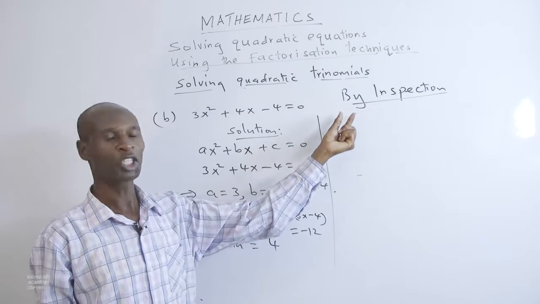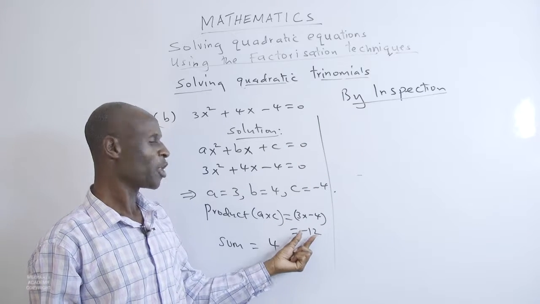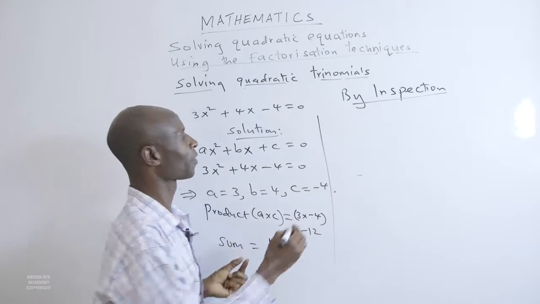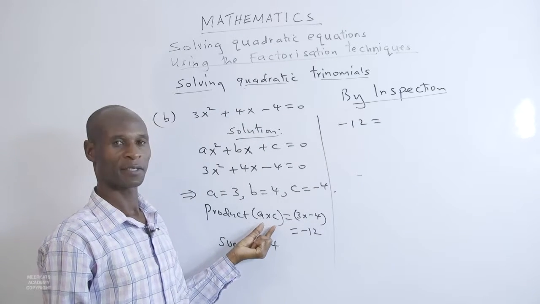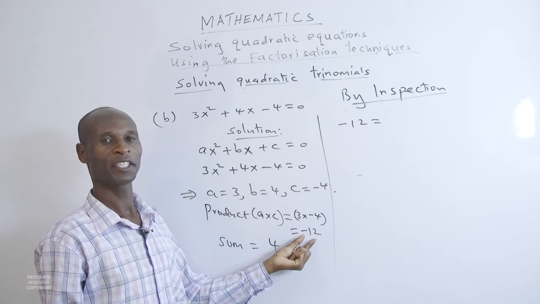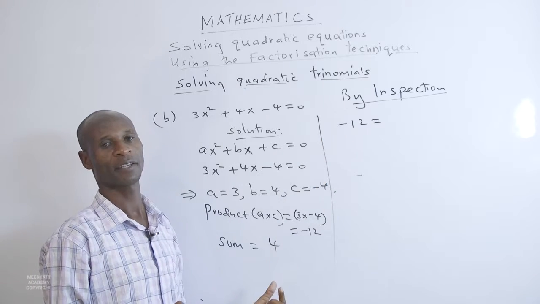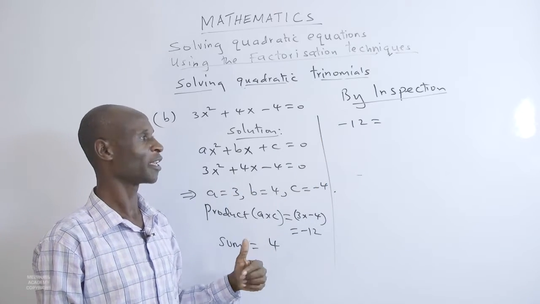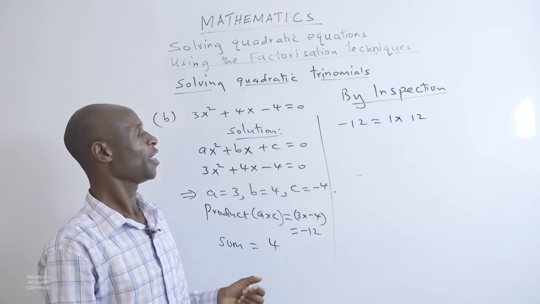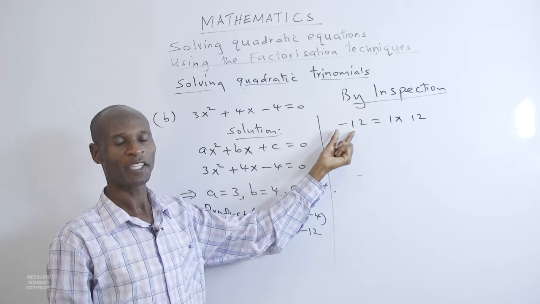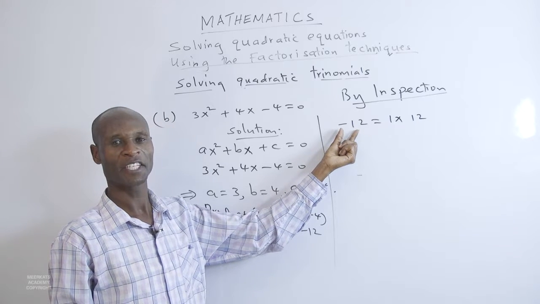So it's inspection or trial and error. So we use the product part. Which two factors, which two numbers, when you multiply, you get negative 12? So we come up with a list of all the factors, starting with the smallest, like 1 multiplied by 12. In this case, it means one factor must be negative and the other one should be positive for us to get a negative 12.